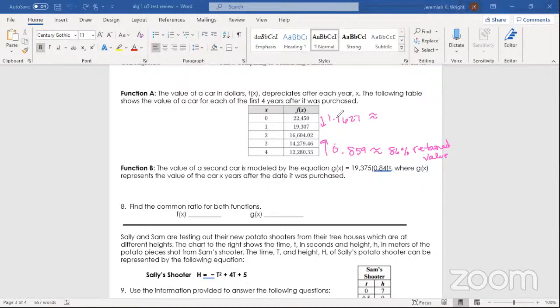you have to remember our exponential function was y equals a times 1 plus or minus r to the value of t. So you have to remember you're adding or subtracting 1 to whatever our rate is, right? So if we subtract that 1 there, this is losing approximately 16% decreased value.